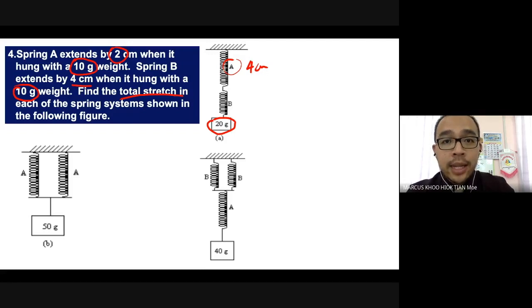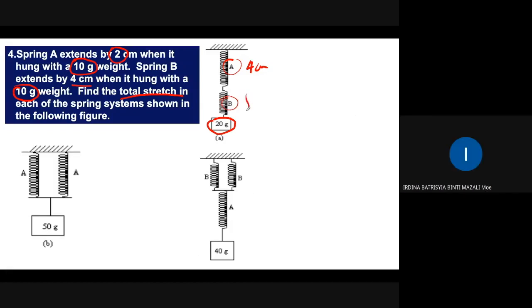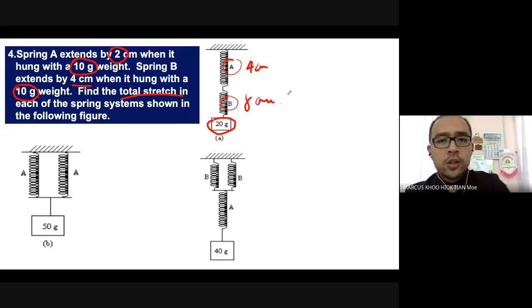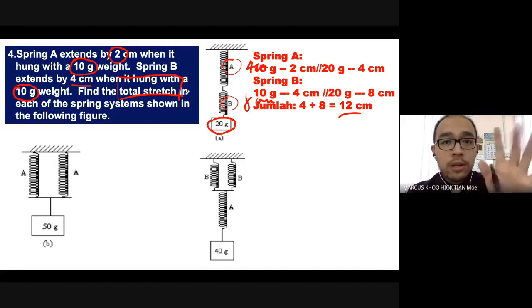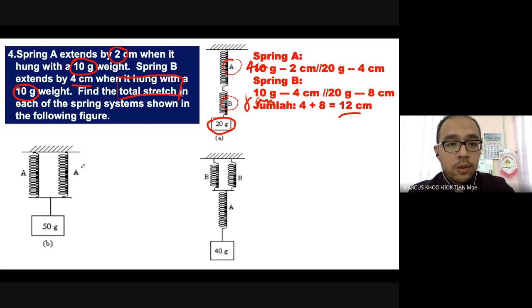Apalagi kalau dia dalam series. And so they will experience the extension on its own. What about this? How much is the extension for this? 8. It will be 8 cm. So the total stretch should be 12 cm lah. Okay, total stretch means jumlah pemanjangan, bukan jumlah panjang. Saya tidak mau tahu berapa panjang asal. I just want to know how much dia akan extend sahaja. Okay, now why don't you try B?